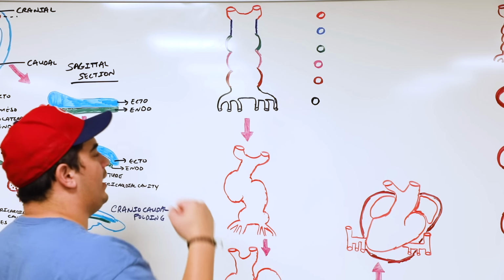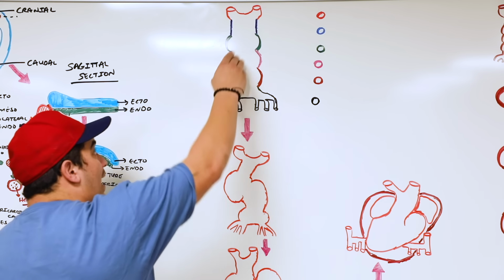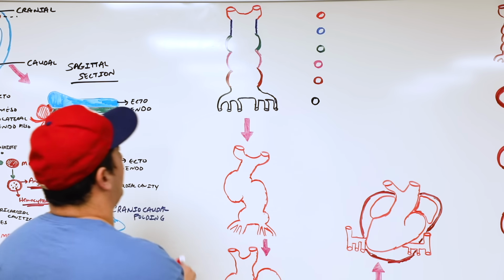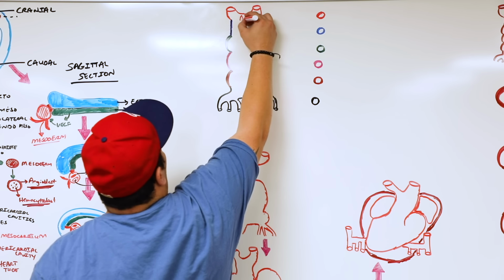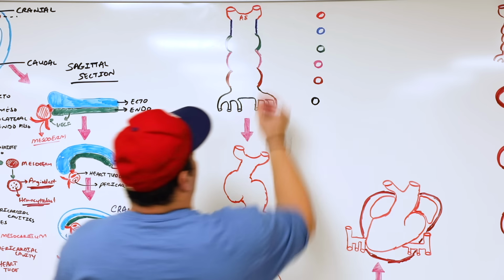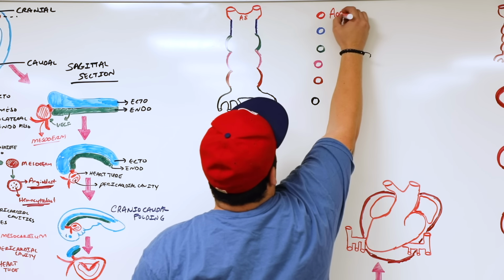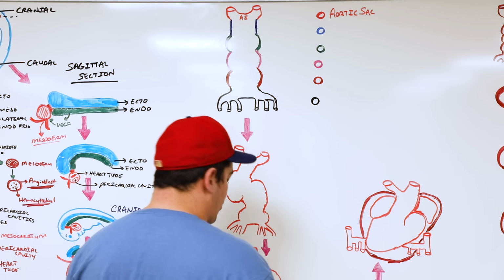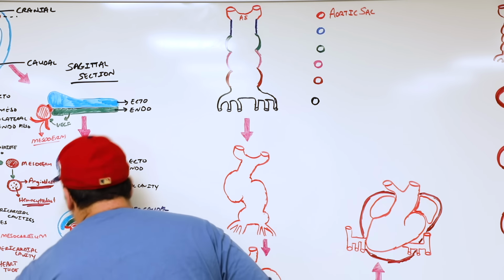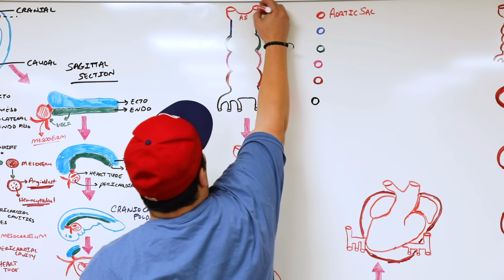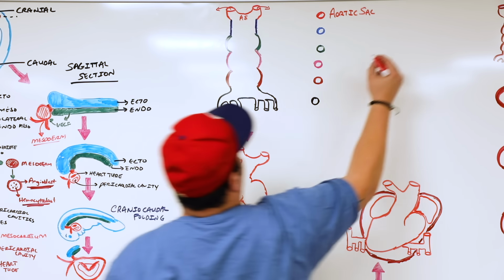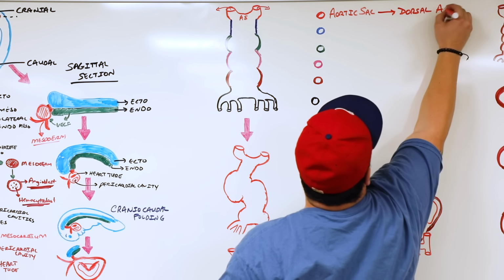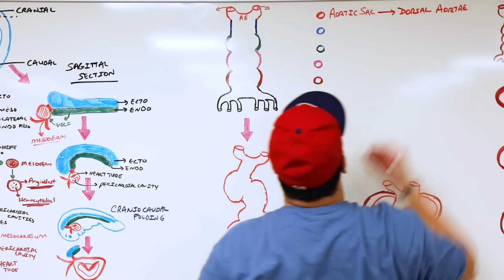We finally made it. Now, let's go back and denote these different portions. What did we abbreviate them as? Just real quick here. Remember, this was the aortic sac. So the top part here is what's called the aortic sac. And we said that the aortic sac goes into what structure? It'll leave via the dorsal aorta, right?